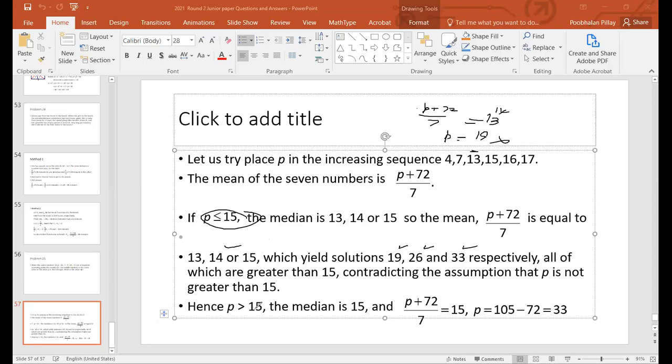So therefore, P is greater or equal to 15. See? And then in that case, the median will have to be 15. The median is 15. See? Because now when you place P somewhere on this side, the median will be the fourth number in 7 numbers. The median is 15. And then once you take this and make that equal to the median, you see the value for P comes out to be exactly 33.